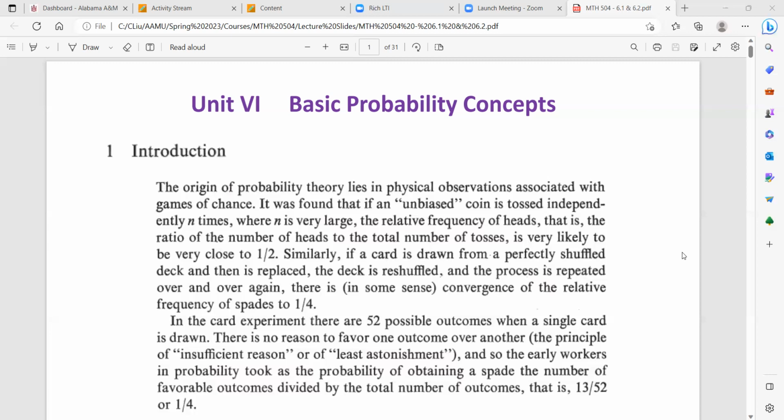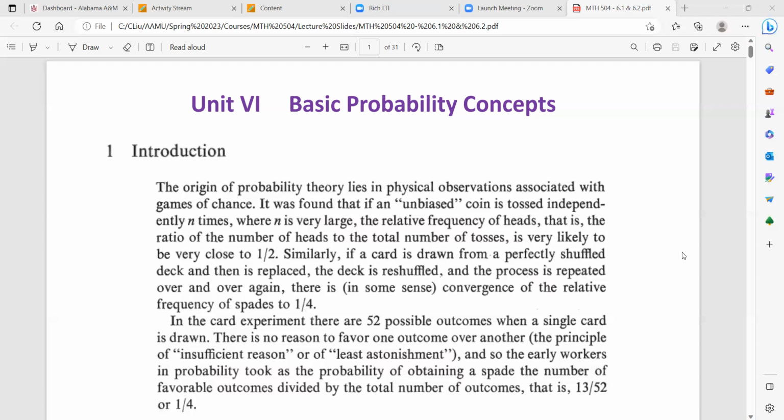Probability is more like applied math, but the concepts are still built upon pure math in sets, especially when we try to define probability in a rigorous way. We do need pure math. All right. So in the first section, we're going to start from the definition of probability. How do we define the probability of an event rigorously, mathematically?